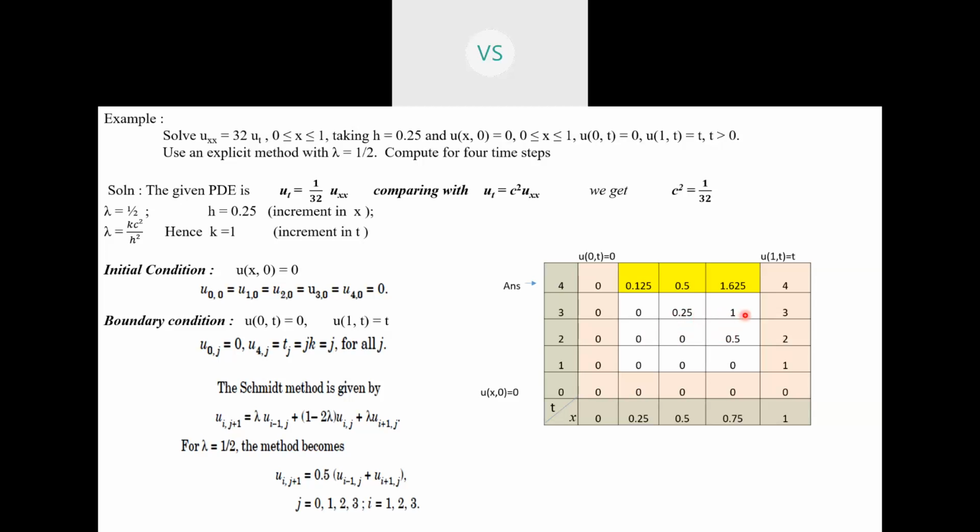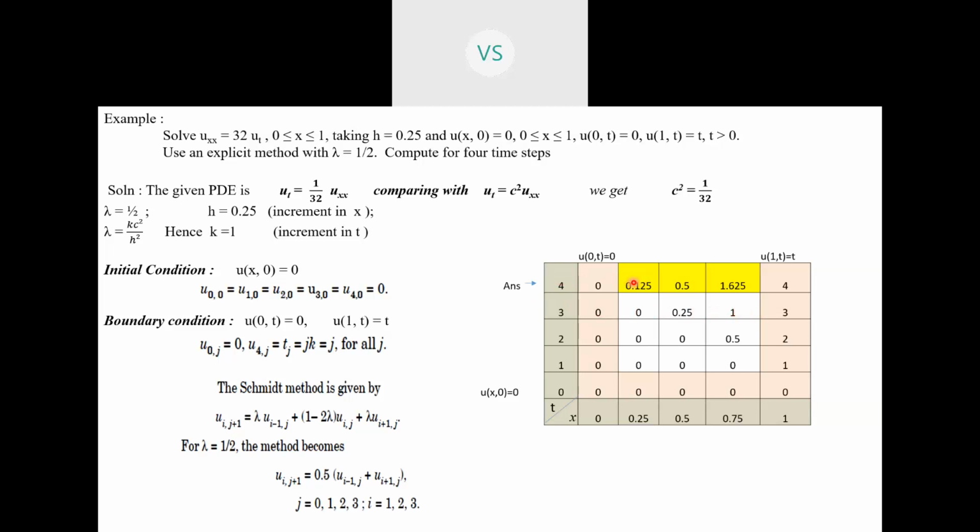Then we have to find the value at this point. So it will be what? Left term plus right term, that is 0 plus 2, 2 into 0.5, that is 1 you will get over here. In this way you have to obtain the values at t equal to 3 seconds. Now here we have to obtain the values for t equal to 4 seconds.